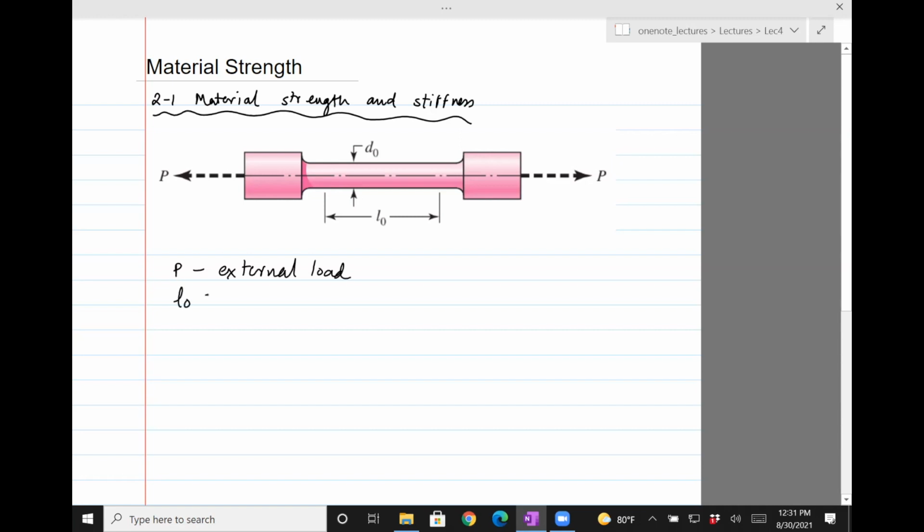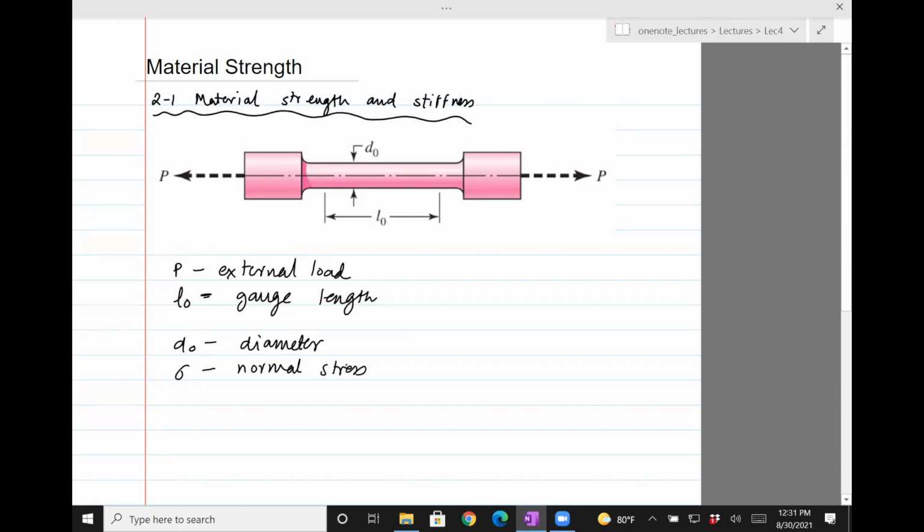Okay, L0 is called the gauge length. So the material here in question is machined to a specific gauge length, and there are different types of gauge lengths, and they are all standardized. So it just depends on what kind of experiment you're running. D0 is the diameter, as you can see, and then sigma is the normal stress.